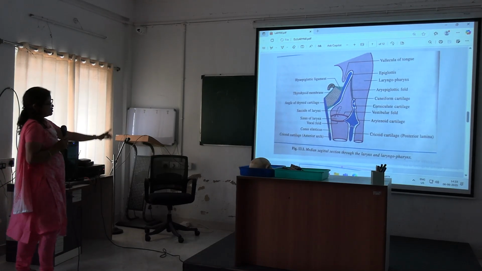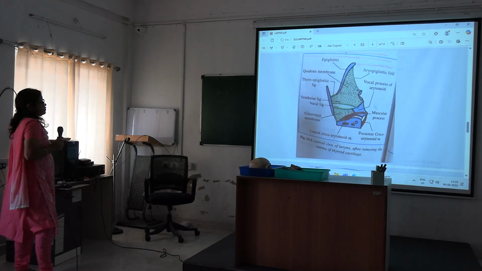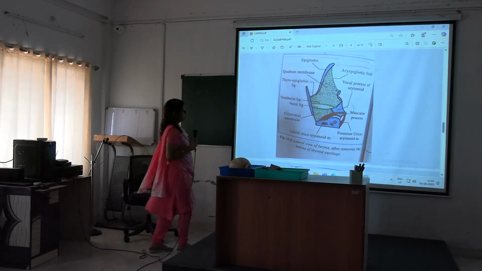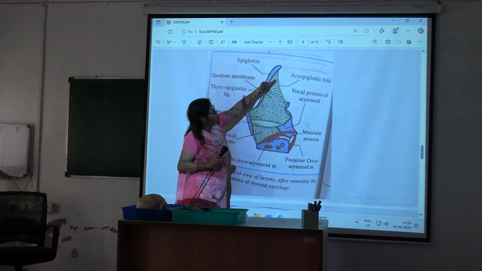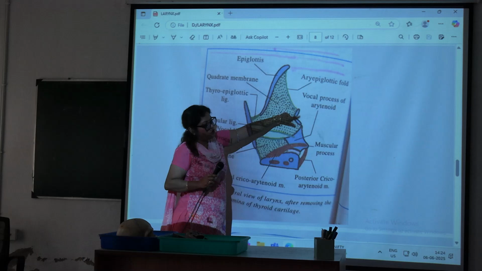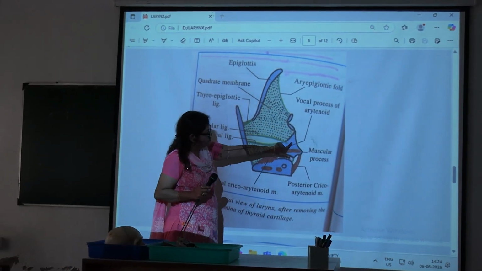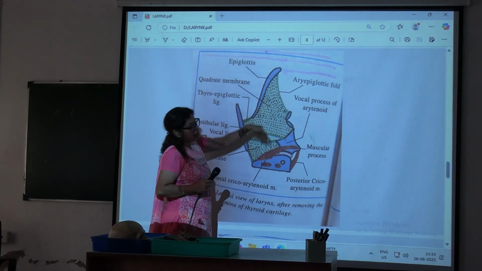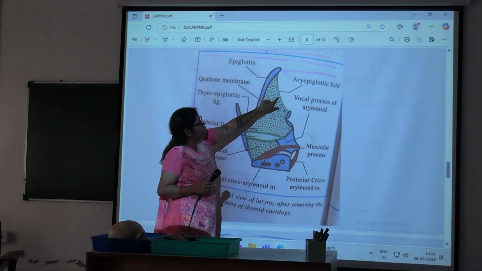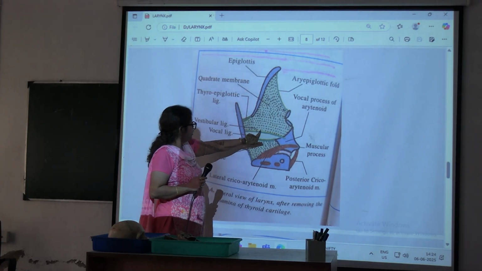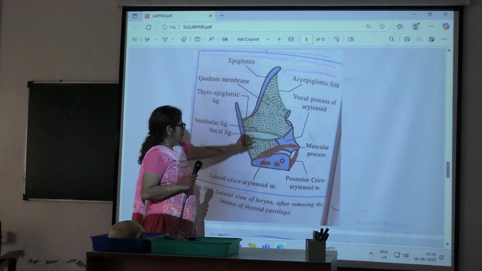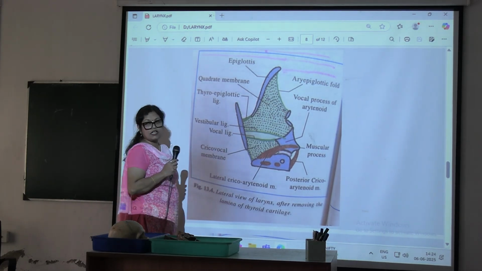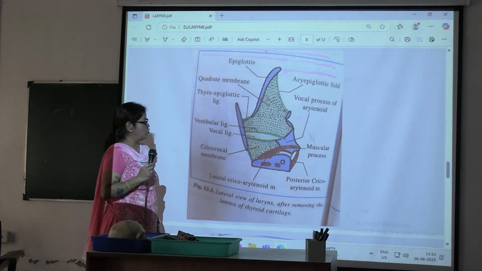Now you can see again the picture above. Now come here. There is a membrane which extends. See, this is the aryepiglottic fold which contains the cuneiform cartilage, and this is the corniculate, and this is the arytenoid cartilage. Now this is a membrane that is known as the quadrate membrane, which extends above from the aryepiglottic fold down to the vestibular ligament, which is nothing but the condensation of the quadrate membrane, that is the vestibular ligament, which forms the false vocal cord. False vocal cord.